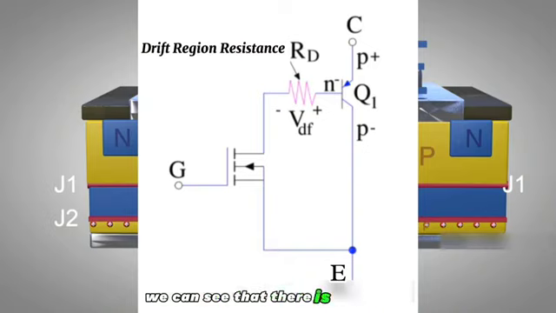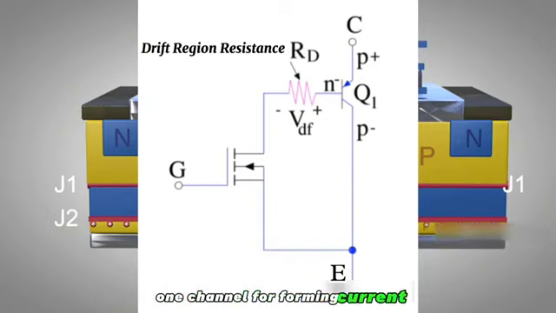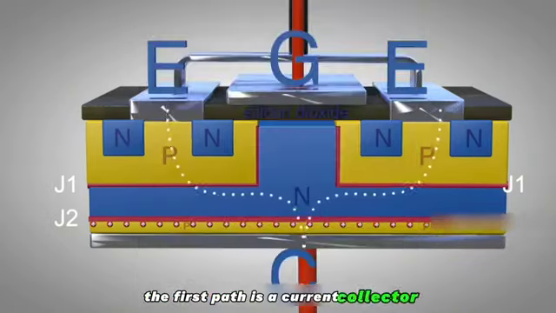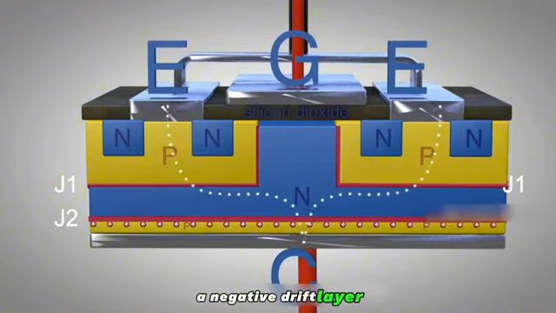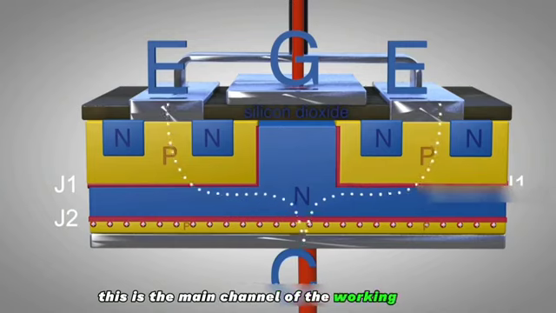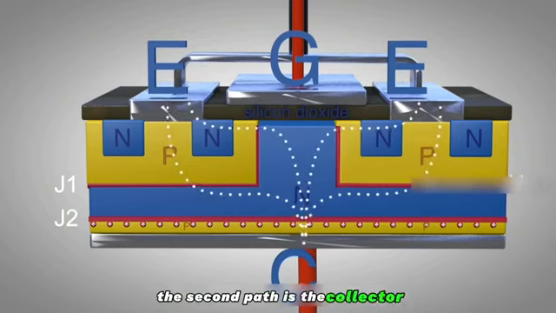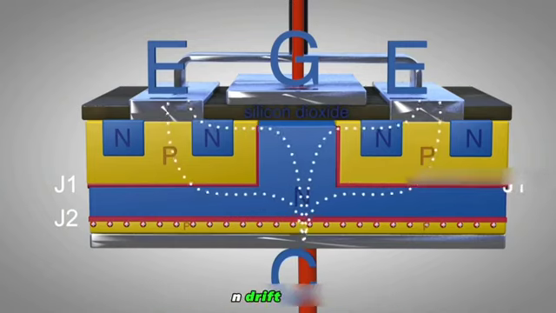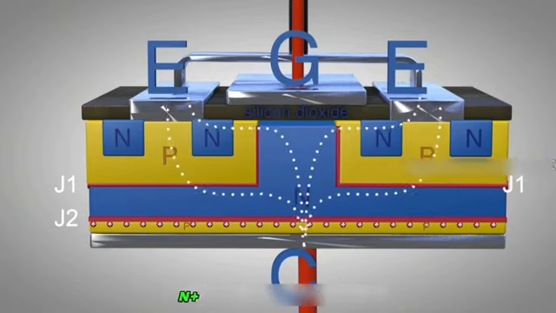We can see that there is more than one channel for forming current. The first path is the collector, P+ substrate, N- drift layer, and P-type semiconductor emitter. This is the main channel of the working current. The second path is the collector P+ substrate, N- drift layer, P-type semiconductor, N+ semiconductor emitter.